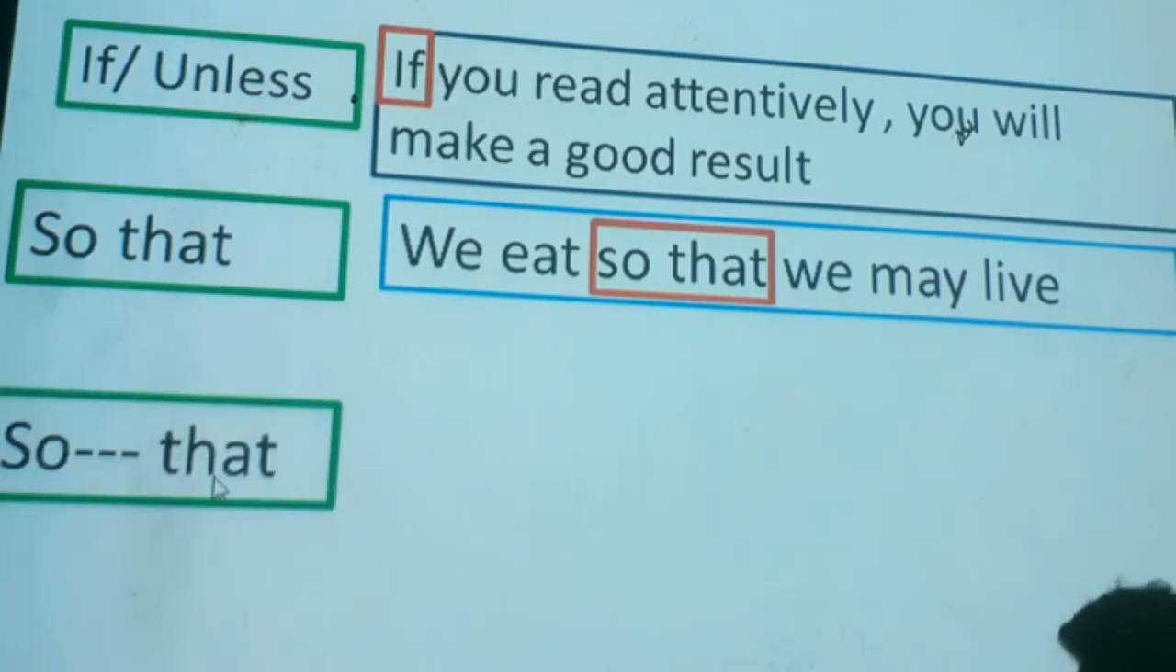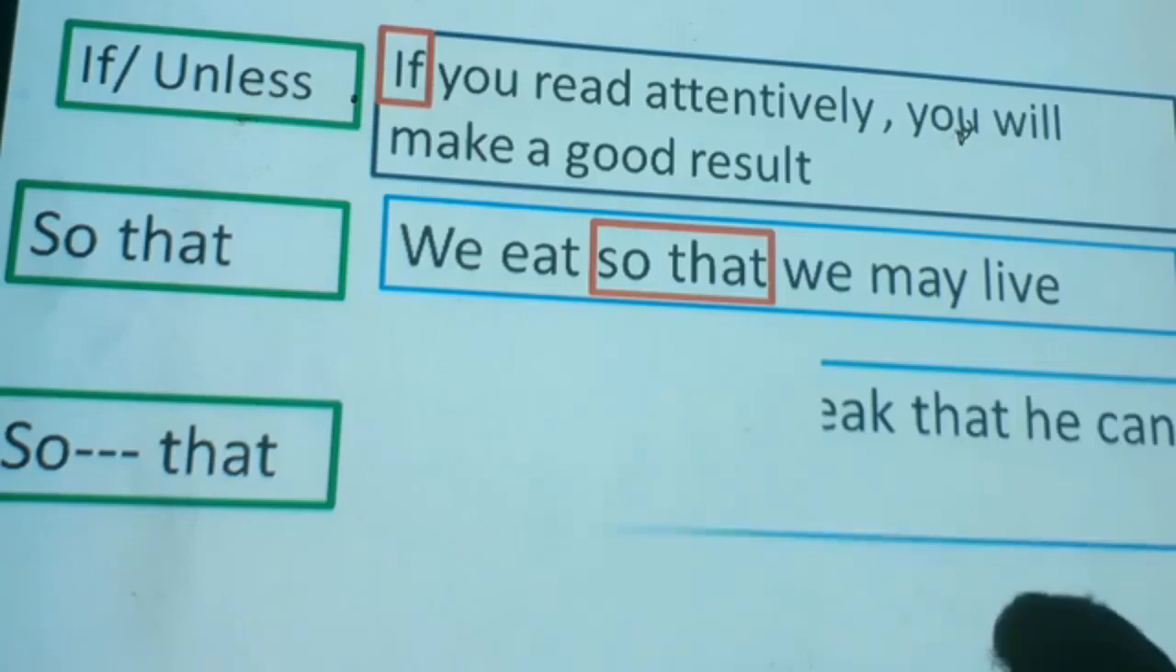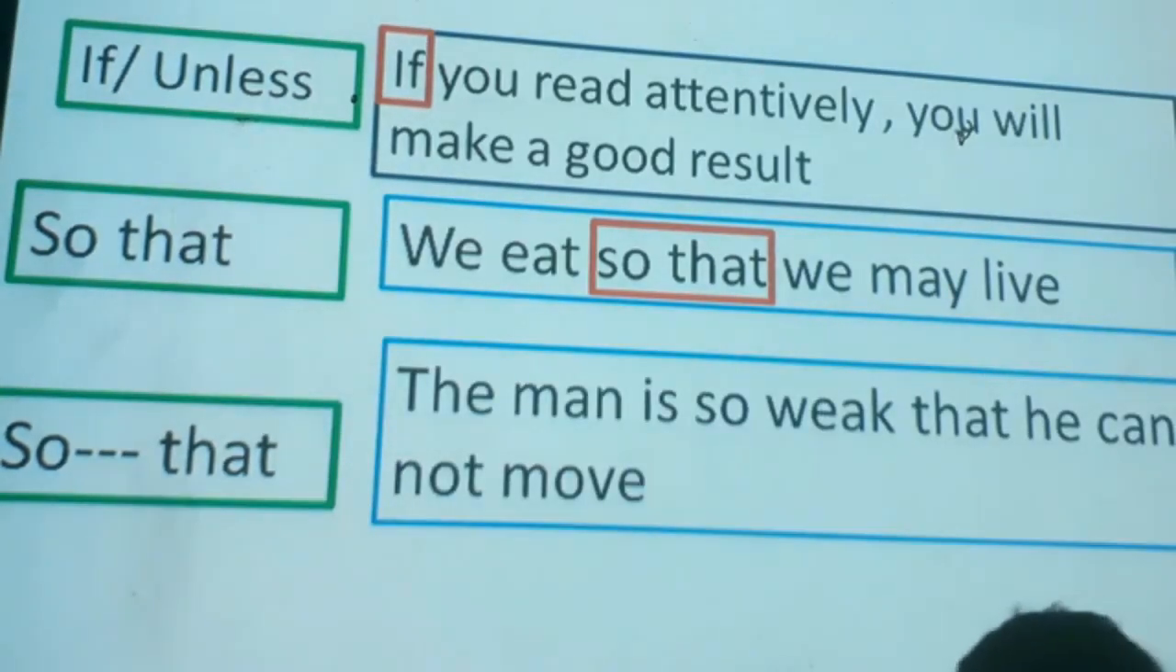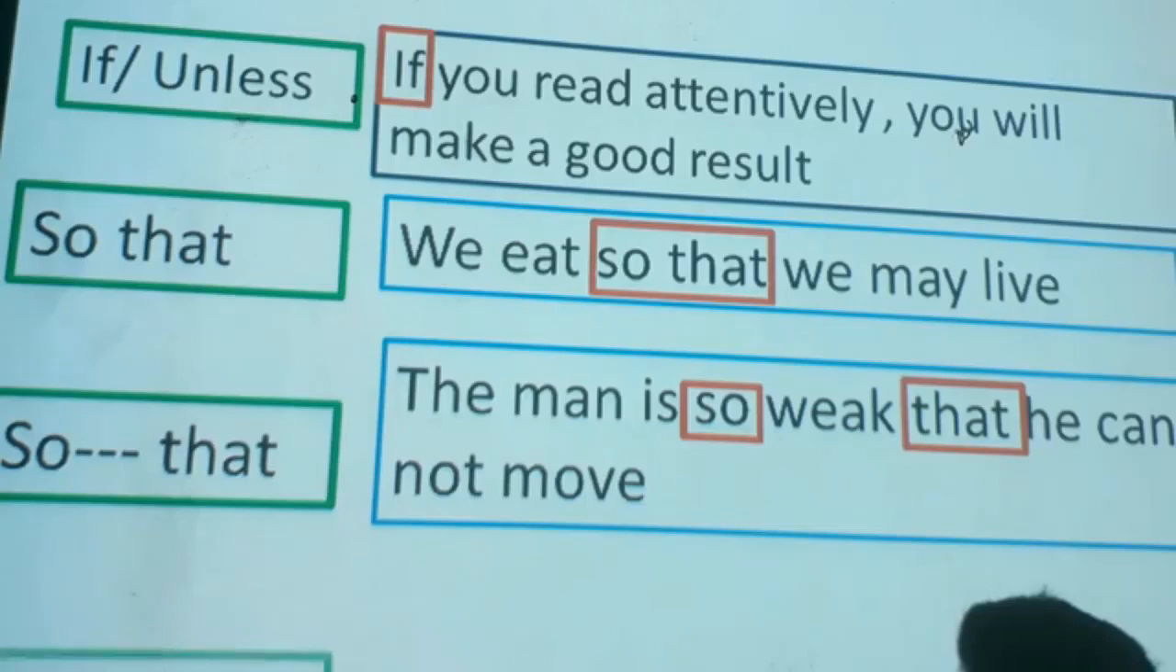Okay, when you see in a sentence so... that, then you will think the sentence is a complex sentence. Read the sentence. The man is so weak that he cannot move. In this sentence we see so and that. The sentence is a complex sentence.